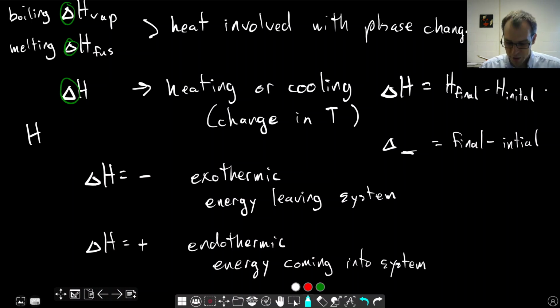Now, because of that, exothermic processes will cause the temperature of the surroundings to increase, and endothermic processes will cause the temperature of the surroundings to decrease, because the energy is coming out of the surroundings into the system, which will cause the temperature to go down. So in the next video, we'll look at an example of how we actually calculate enthalpies and also introduce the idea of heat capacity.